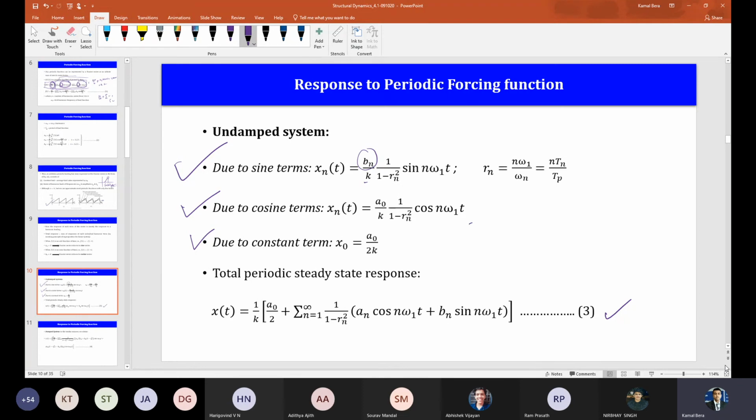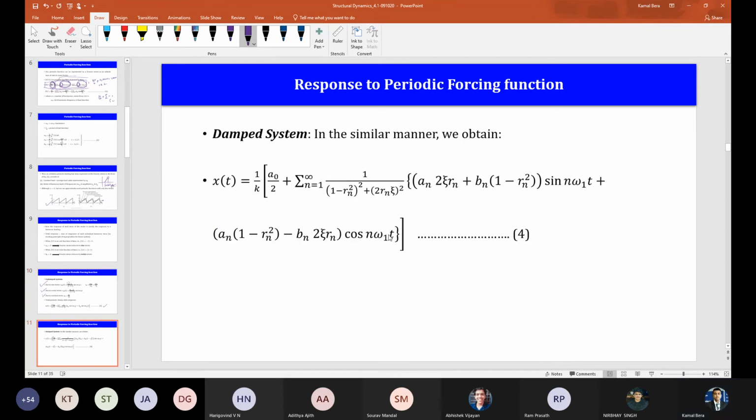Okay. So similarly we can do it for the damped system, because for the damped system also we know what the response is for the sine and cosine term. Okay, in a similar manner we can obtain this. This is just written in a compact manner.